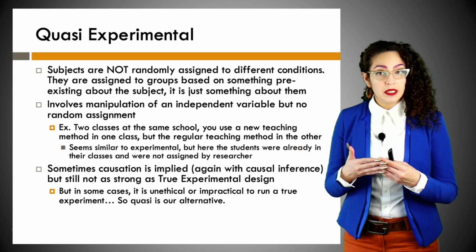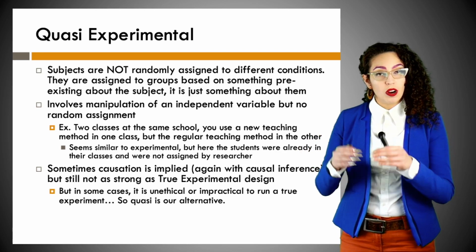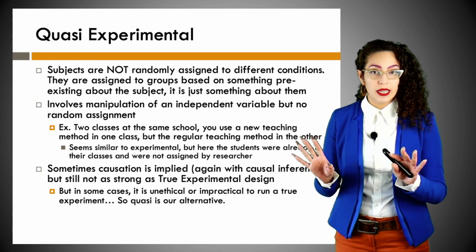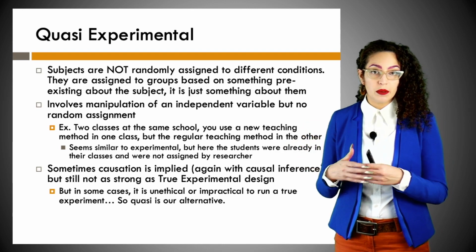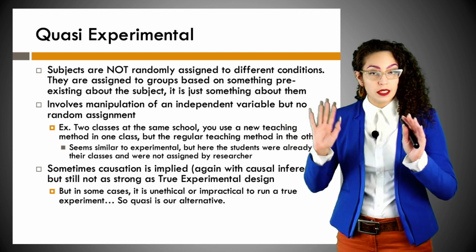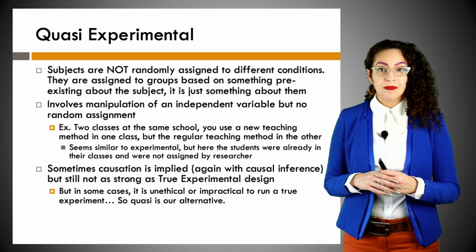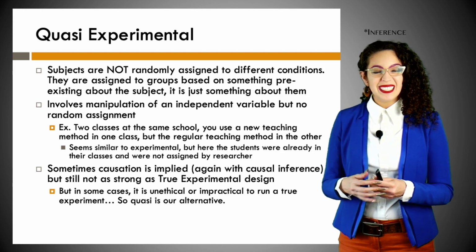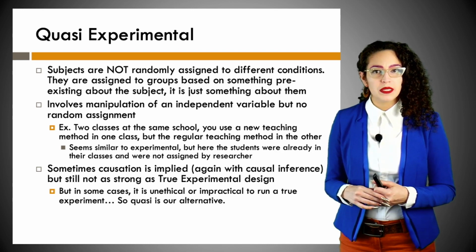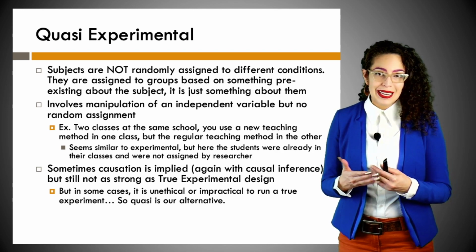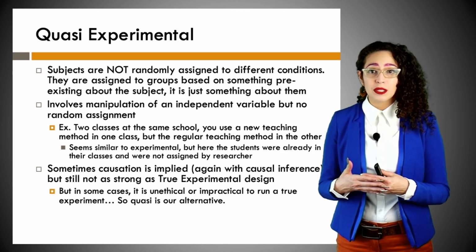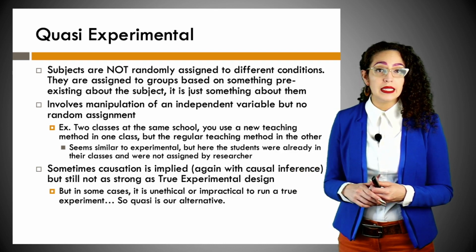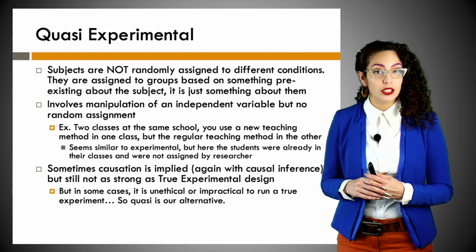Now this seems very similar again to the experimental, but the students were already assigned into the classes they were in. You did not randomly assign them. They were already in a particular school district, already assigned to their classes. Sometimes causation can be implied, again using things like causal inference, but it's not as strong as a true experimental design. But in many cases, it's unethical or impractical to run a true experiment, so quasi is the next best and still a pretty good alternative.